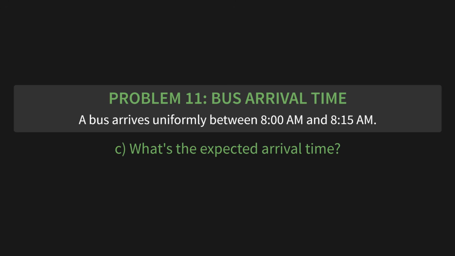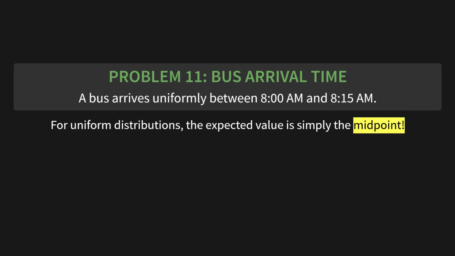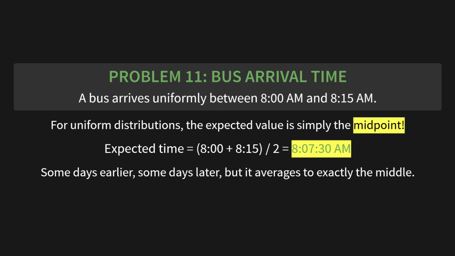Here's my favorite question. What's the expected arrival time? When should you expect the bus on average? For uniform distributions, this is super elegant. The expected value is always right in the middle. Take 8 a.m., add 15 minutes, divide by 2. The bus arrives at 8:07:30 on average. Some days it's early, some days it's late, but over hundreds of mornings, it averages out to exactly 8:07:30.